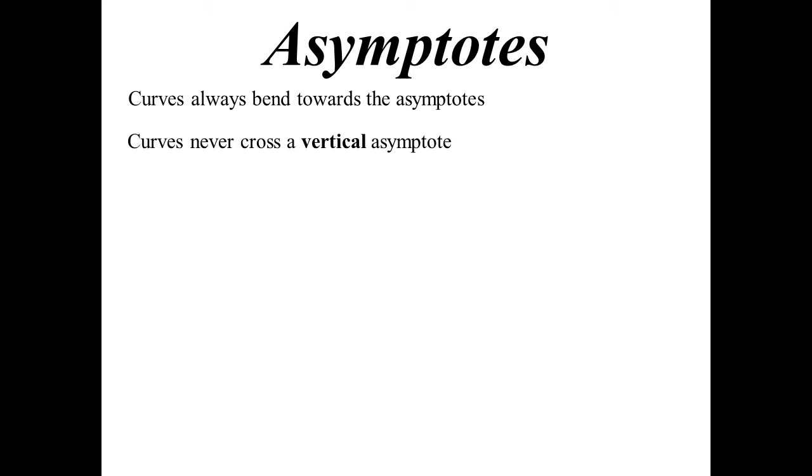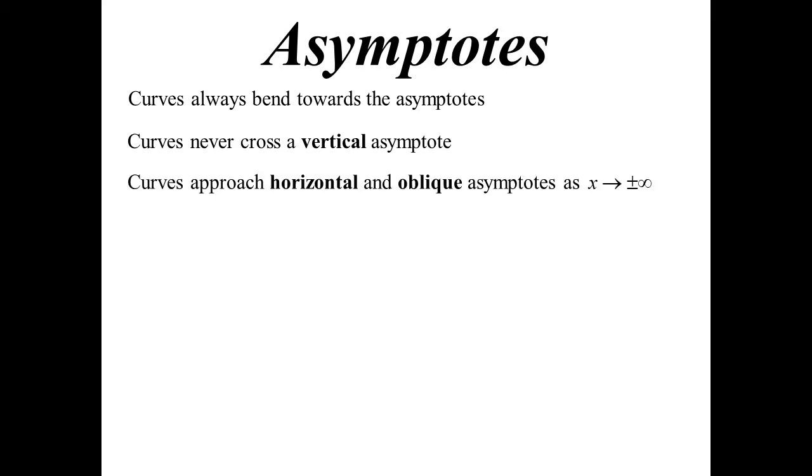Let's look at asymptotes in a little bit more detail. So when we're drawing our sketches, we know curves will always bend towards the asymptote. We saw that they will never cut a vertical asymptote, but they can cut horizontal or oblique ones, because that's telling us what happens out at infinity.